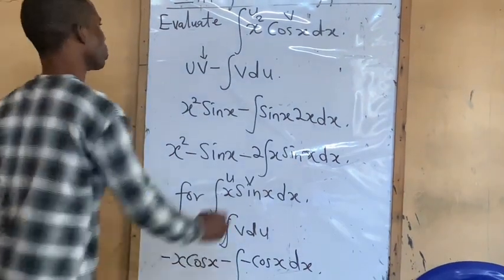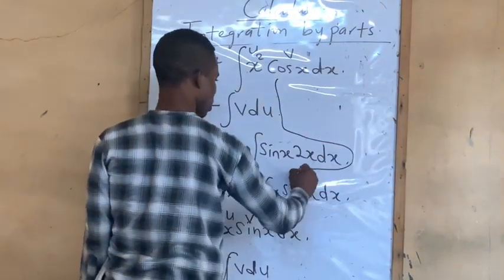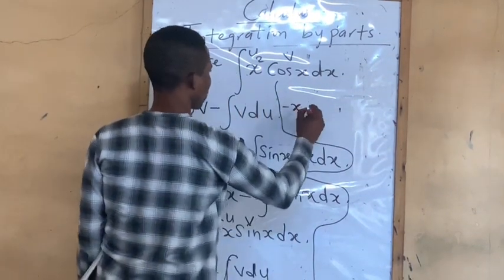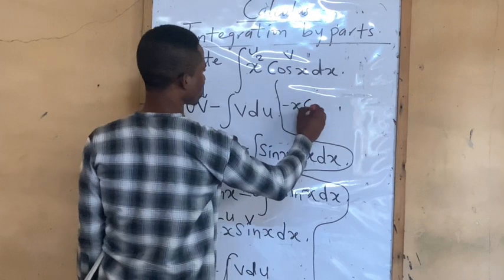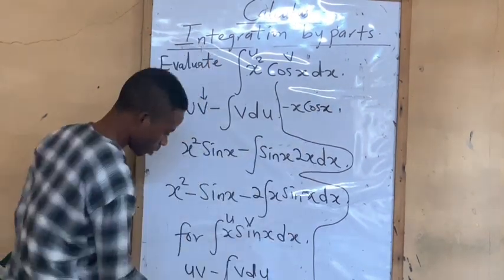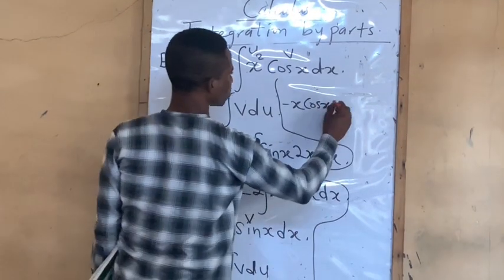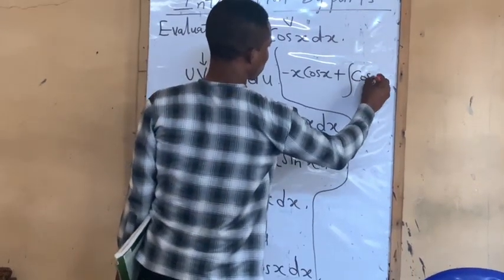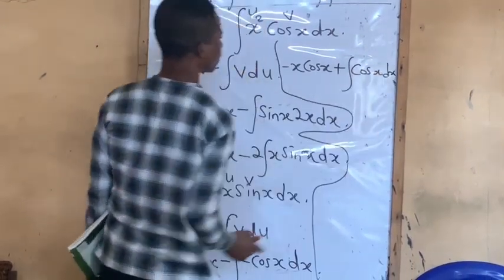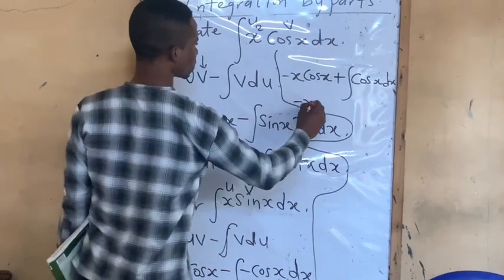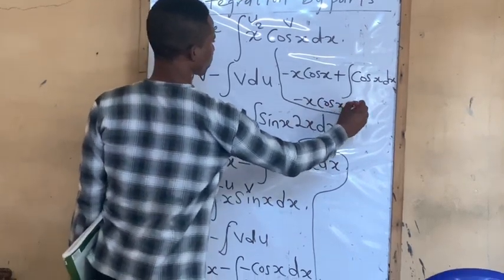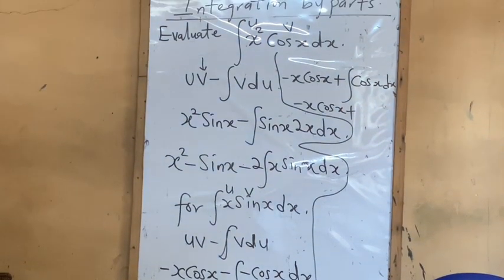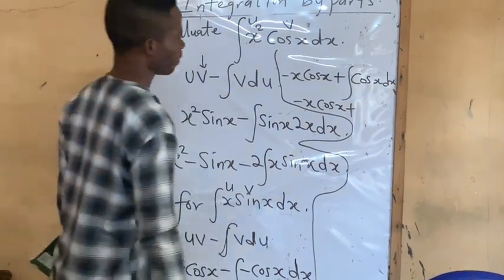So that means I'm going to have minus x cos x, minus times minus, that is plus integral of cos x dx. That means minus x cos x plus, and what is integration of cos x? That is sine x.